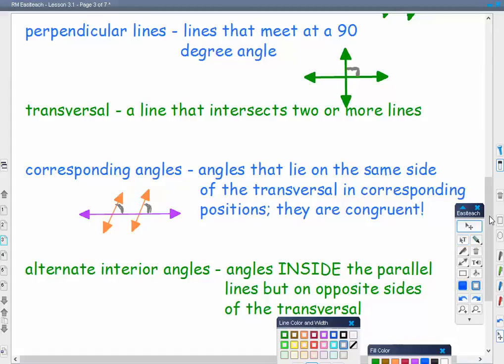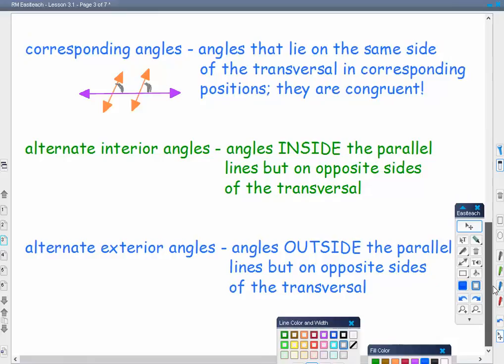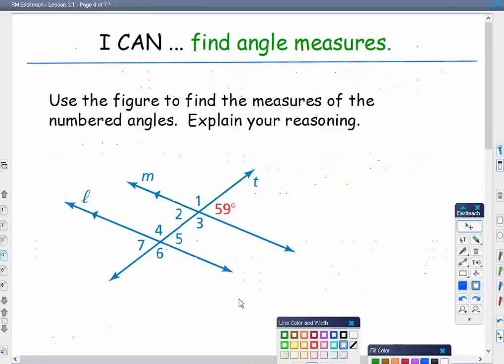All right, so now we've got a couple new terms here we haven't talked about yet today. Alternate interior and alternate exterior angles. I mentioned a minute ago, but maybe we'll skip ahead. Why don't we come back to these vocabulary terms in a second. Let's take a look at this image here. It says, use the figure to find the measures of the numbered angles. Explain your reasoning. So we've got to be able to say how we know something. That's really what's more critical to me.